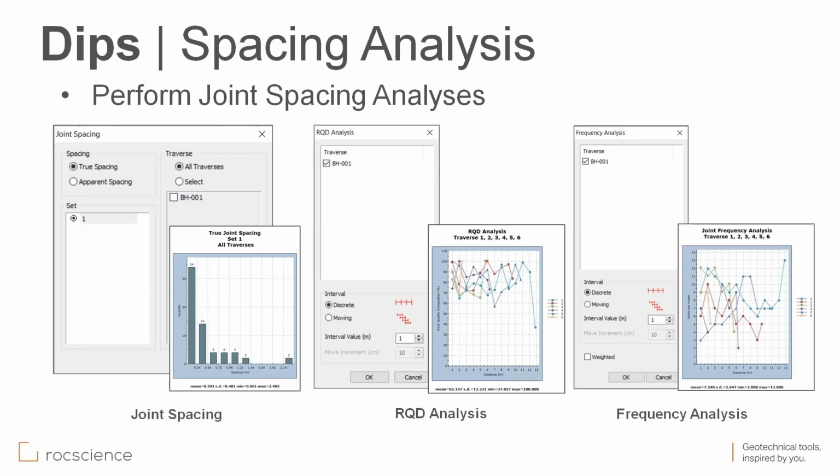Dips allow users to perform true and apparent spacing in a joint set, rock quality designation (RQD), and frequency analysis on the field data. To perform a joint spacing analysis, you must define at least one joint set, at least one traverse, enable the distance column option in the project settings, and enter the distance values. But for the RQD and frequency analysis, you don't have to define a joint set, but at least one traverse should be defined and the distance column should be enabled.